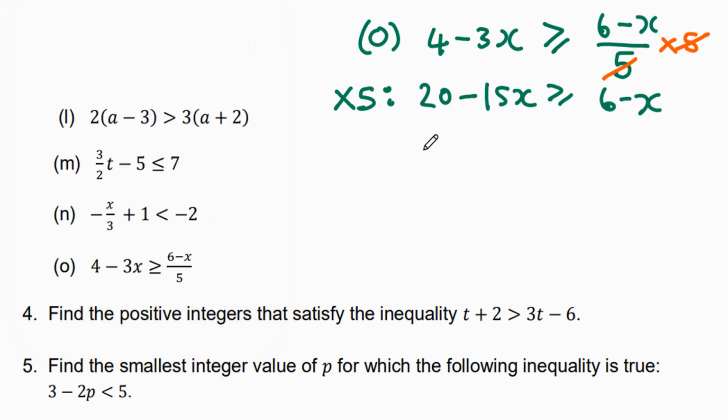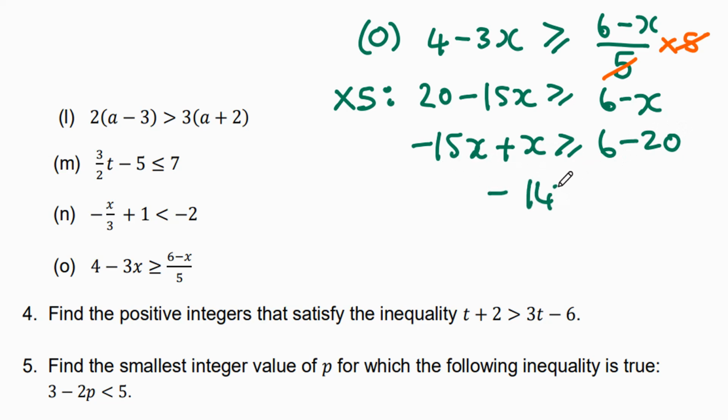Now we bring all our x's to the left-hand side. So moving this negative x to the left-hand side will make it positive x. And the 20 here we can move to the right-hand side and it becomes negative 20. Negative 15x plus x is negative 14x. 6 minus 20 is negative 14. Finally, we can divide this negative 14 into the right-hand side, and our inequality will switch around. So it becomes less than or equal to. Negative 14 divided by negative 14 is positive 1.